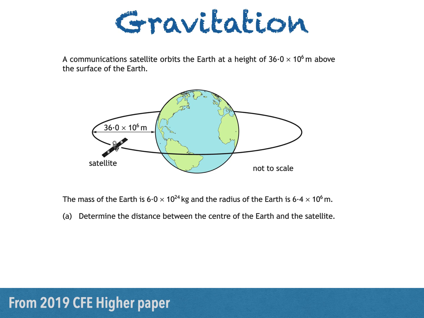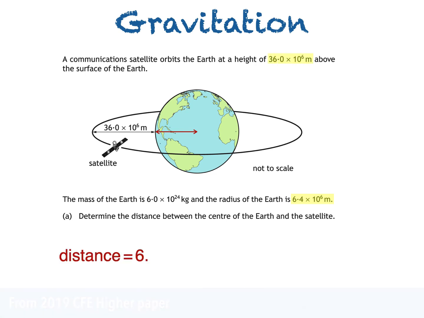To find the distance from the centre of the Earth to the satellite, we'll just add the two distances together. The radius of the Earth, which is being drawn now, plus the height of the satellite's orbit above the Earth's surface. That gives us 6.4 times 10 to the power of 6 plus 36.0 times 10 to the power of 6, which is equal to 42.4 times 10 to the power of 6 metres, or 4.24 times 10 to the power of 7 metres. Next up, it's part B of the question.